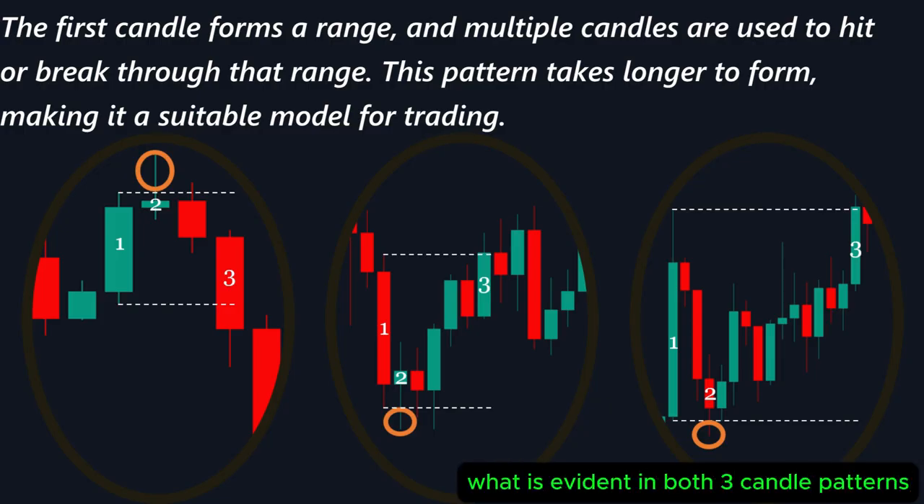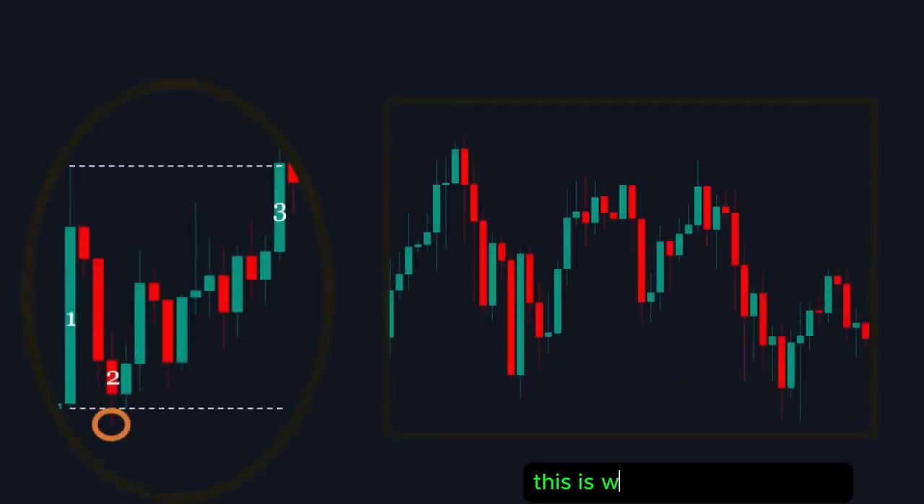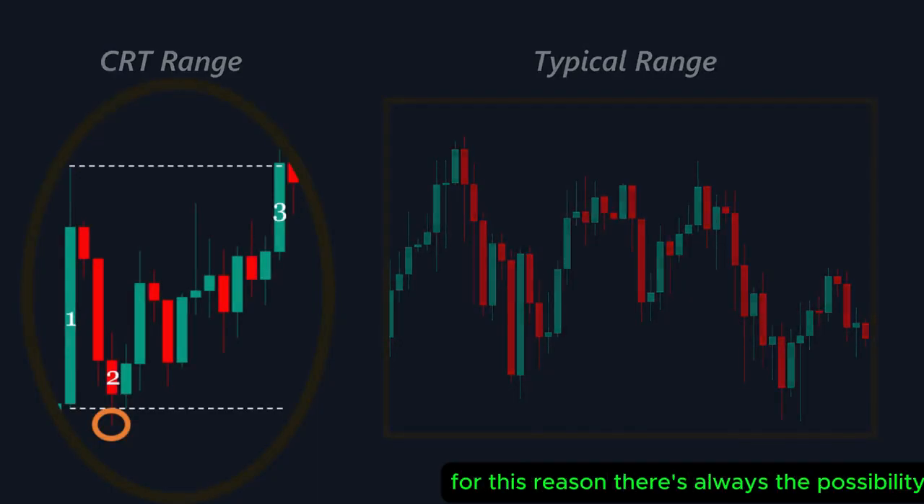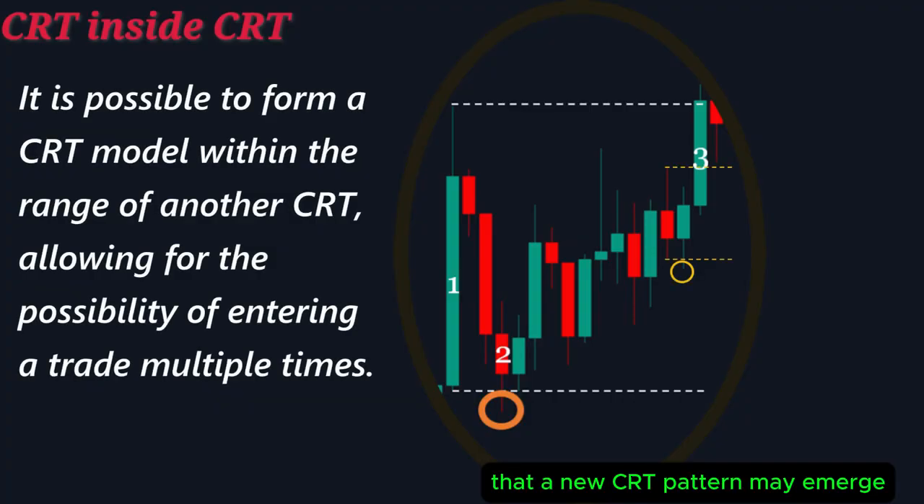However, what is evident in both 3-candle patterns and multi-candle patterns is that the 3 main components, range, manipulation, and direction, are always present. This is what distinguishes the CRT range from a typical range. For this reason, there's always the possibility that a new CRT pattern may emerge within another CRT model. So, within the range, it's possible to enter a trade multiple times.